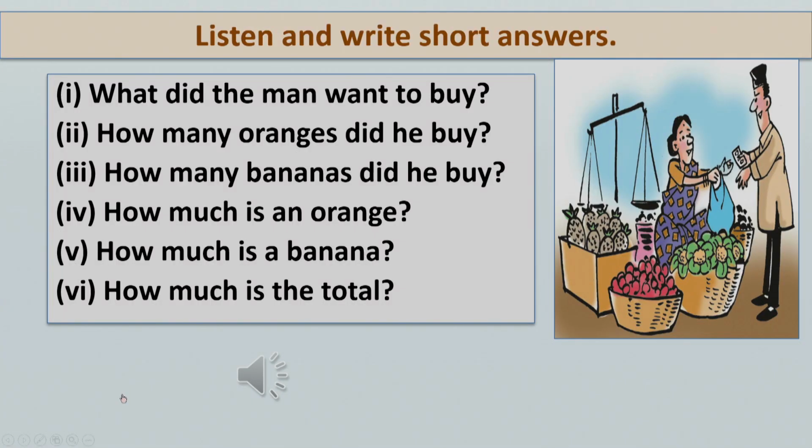Unit 7. Listen to a conversation between a shopkeeper and a customer. How can I help you, sir? I need some oranges. How much is it? Rupees 5 per piece. How many do you need? Give me 2 please. And how much is banana? It's rupees 3 a piece. How many do you need? 5 of them please. How much is the total? It's 25, sir. Here you are.